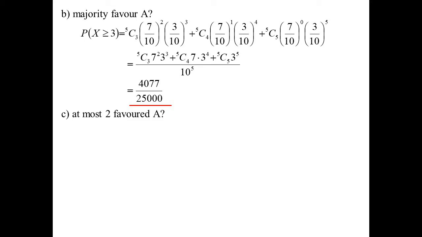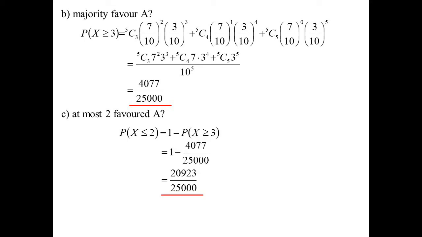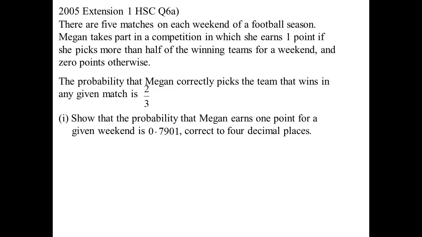At most, 2 of them favoured A. That's the complementary event to what we just worked out. So don't forget your probability theory. That can save time. So it'll be 1 minus the answer we just found, 20,923 over 25,000.